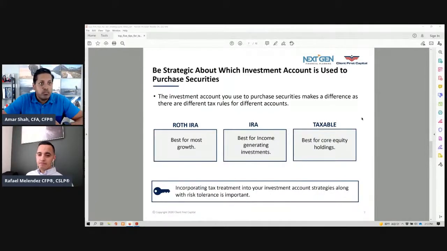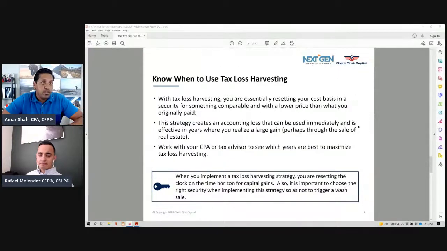And so most of the times when we come across clients, or prospective clients that are transitioning over, one of the things that they don't realize is that they have the same holdings in all their accounts. Just cracks me up. But the next one here is to know when to use tax loss harvesting.